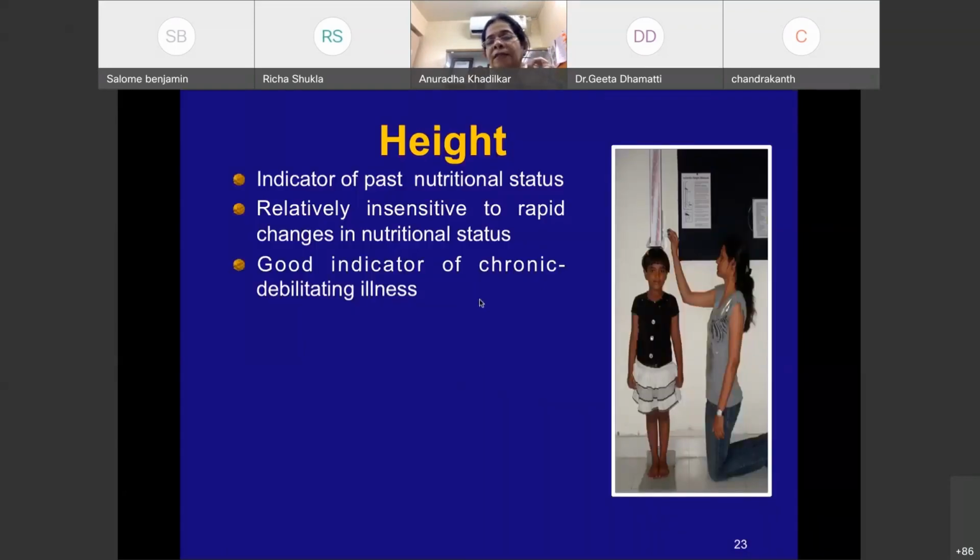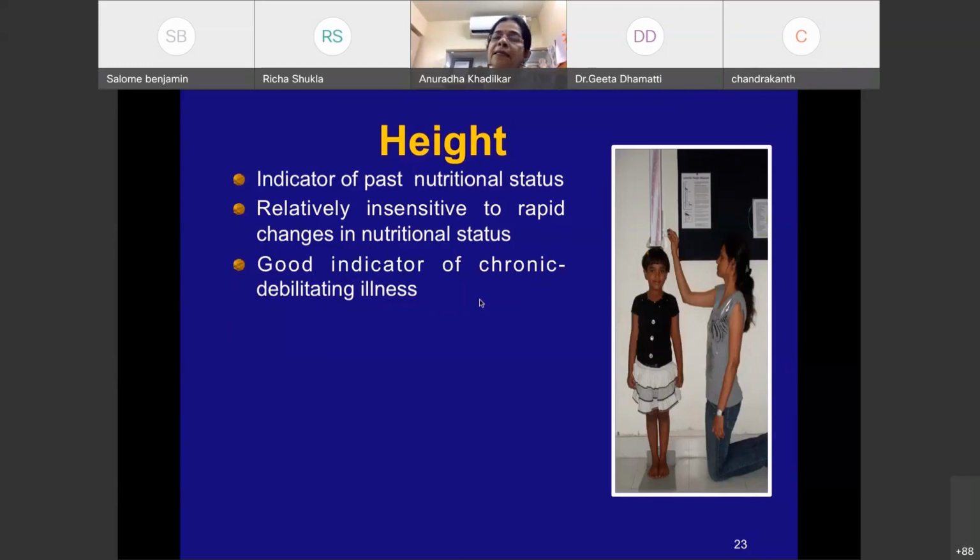Now, once again, a reminder that when you take height, make sure that your eye level is at the level of where the reading is. The height is an indicator of past nutritional status, and it is relatively insensitive to rapid changes in nutritional status, for which you need weight and you need BMI. So you need BMI because it has to be tempered by height.